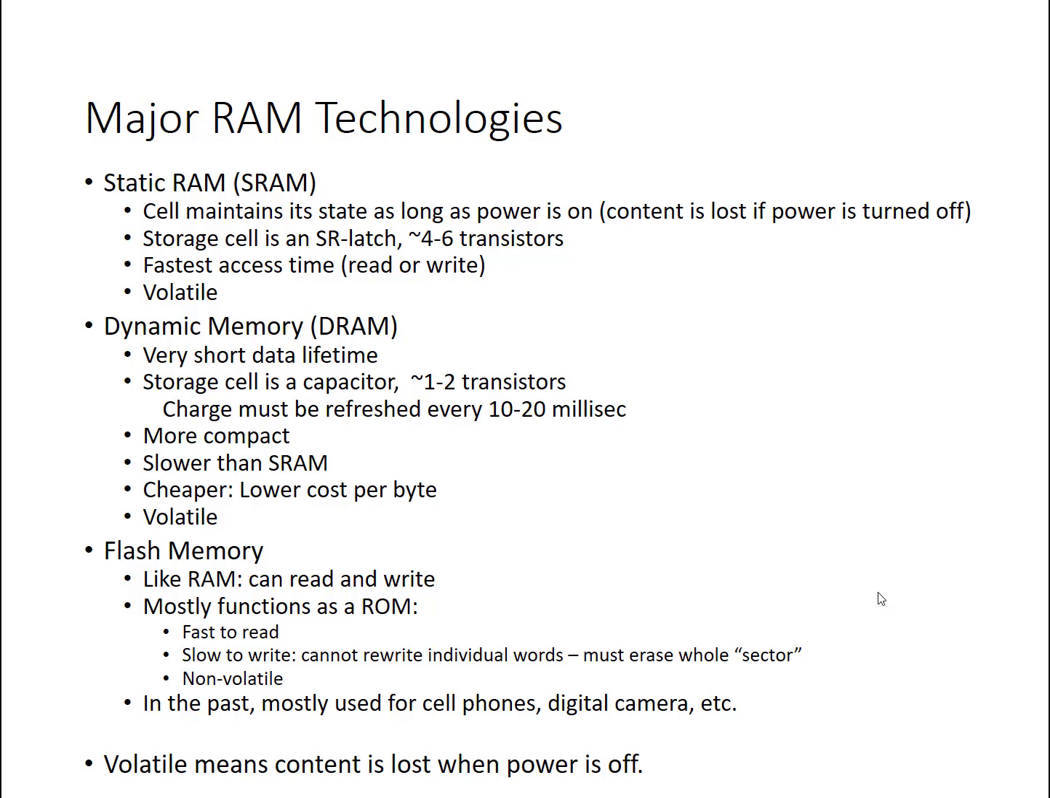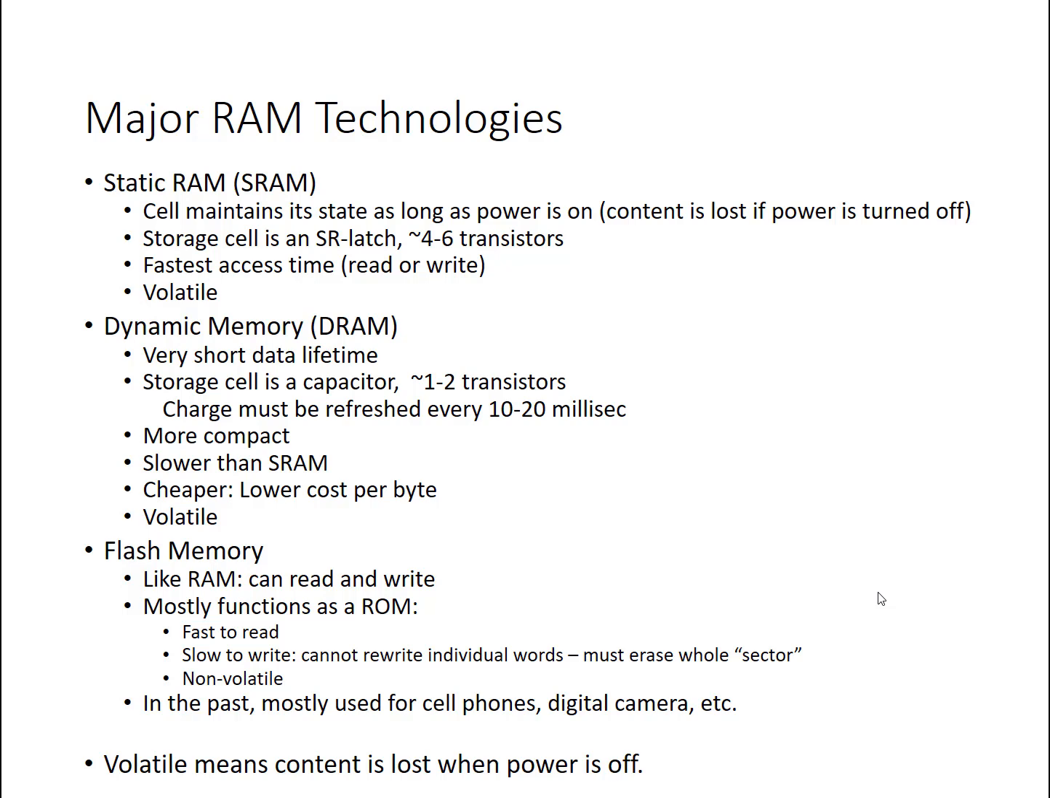The third major technology, which has improved a lot in the past years, and we're likely going to see even more types of innovation, is in the area of non-volatile memories. An example of this is flash. And like RAM, you can both read and write. For many systems in the past, it's mostly functioned as a ROM because it has this characteristic that it's much easier and much faster to read than it is to write. The writes tend to be very slow. And this is because you can't just rewrite individual words. Instead, you have to write entire sectors when you want to do writes.